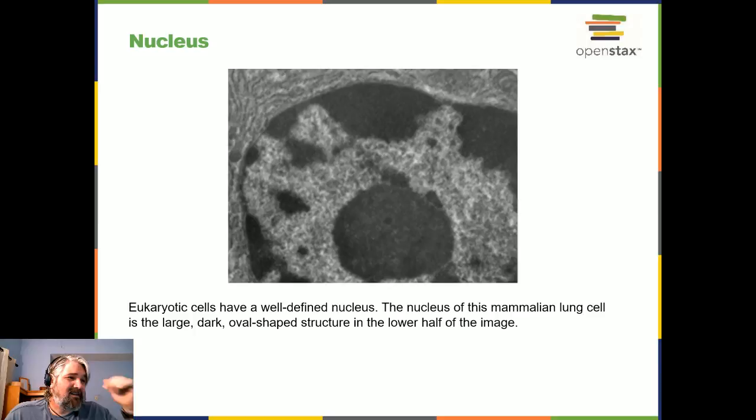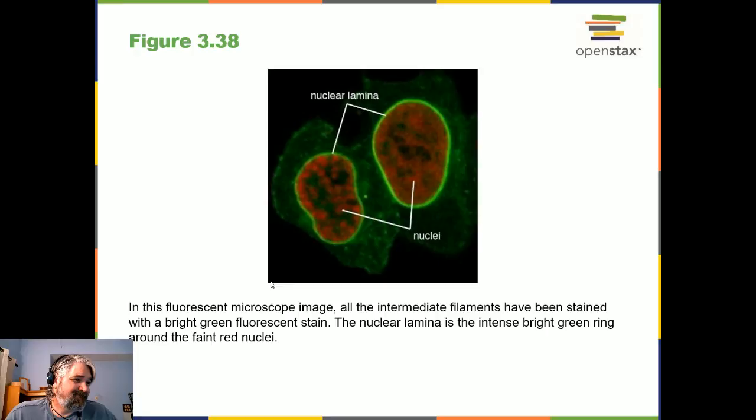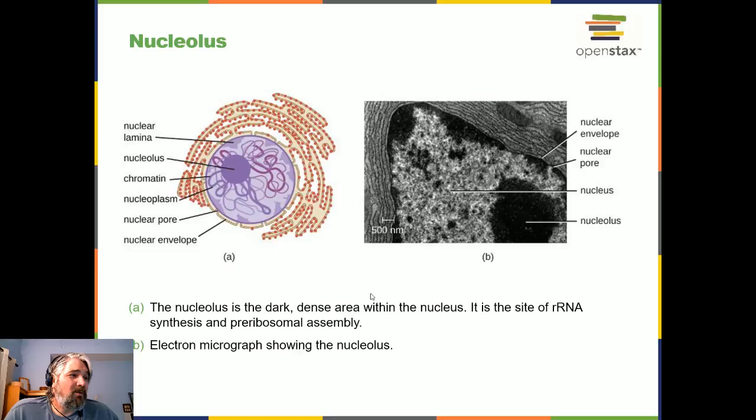So again, the nucleus, we have a well-defined nucleus. Here's a picture of one from a mammalian lung cell. It's a large dark oval shape in the lower half of the image. With this fluorescent microscope image, all the intermediate filaments have been stained with a bright green. So you see the intermediate filaments all through here. And the nuclear lamina is the intense bright green ring around the faint red nucleus. The nucleolus is the dark, dense area within the nucleus. This is the site of ribosomal RNA synthesis and pre-ribosomal assembly.